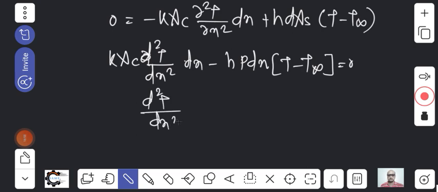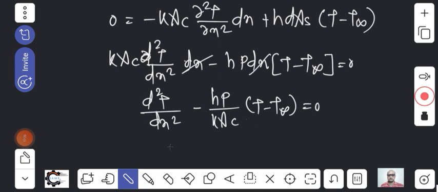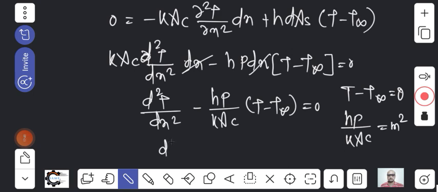So I'll get d²T/dx², minus, see here, this dx and this dx will get cancelled, so d²T/dx² minus hP divided by k A_c, which is the cross sectional area, into T minus T infinity, which is equal to 0. Okay, so see how this equation looks. As it is a temperature gradient, I can write T minus T infinity equal to theta, and this hP divided by k A_c, I'll write it as m square. So I can write d²θ/dx² minus m²θ.